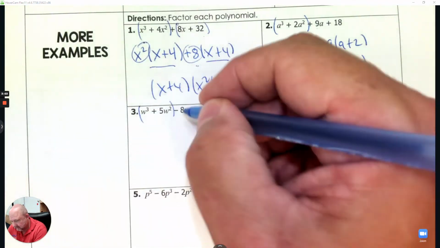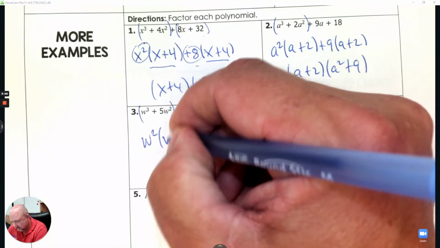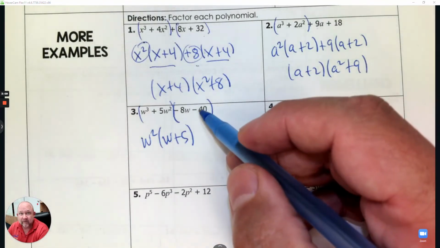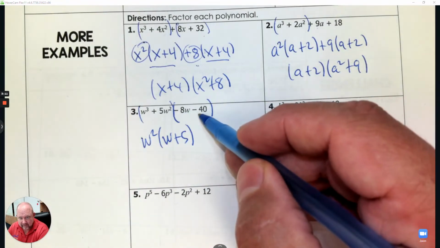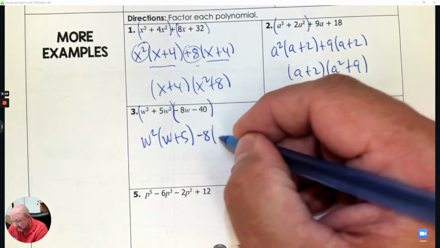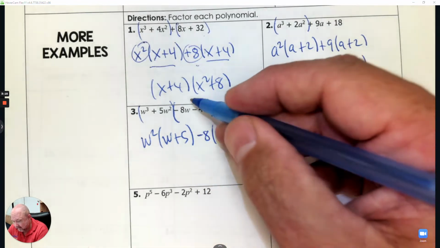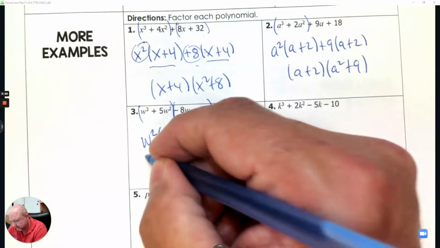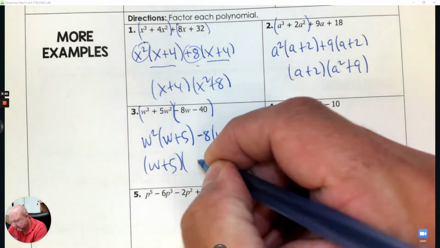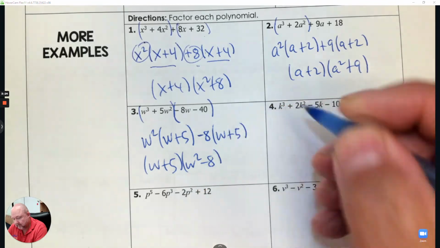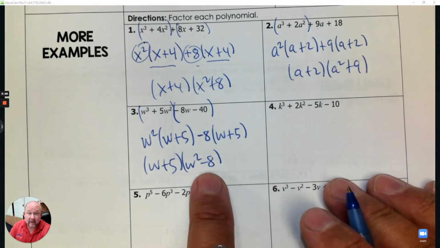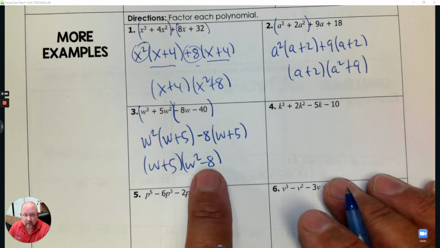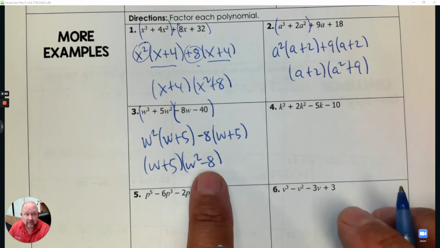Group together. Divide. Group together. Notice in this case, they both have a negative. So it's not 8, but actually negative 8. And then when you divide a negative divided by a negative, it becomes positive. w squared take away 8 would be a difference of squares if you knew the square root of 8. So you could have actually gone further if you knew it.